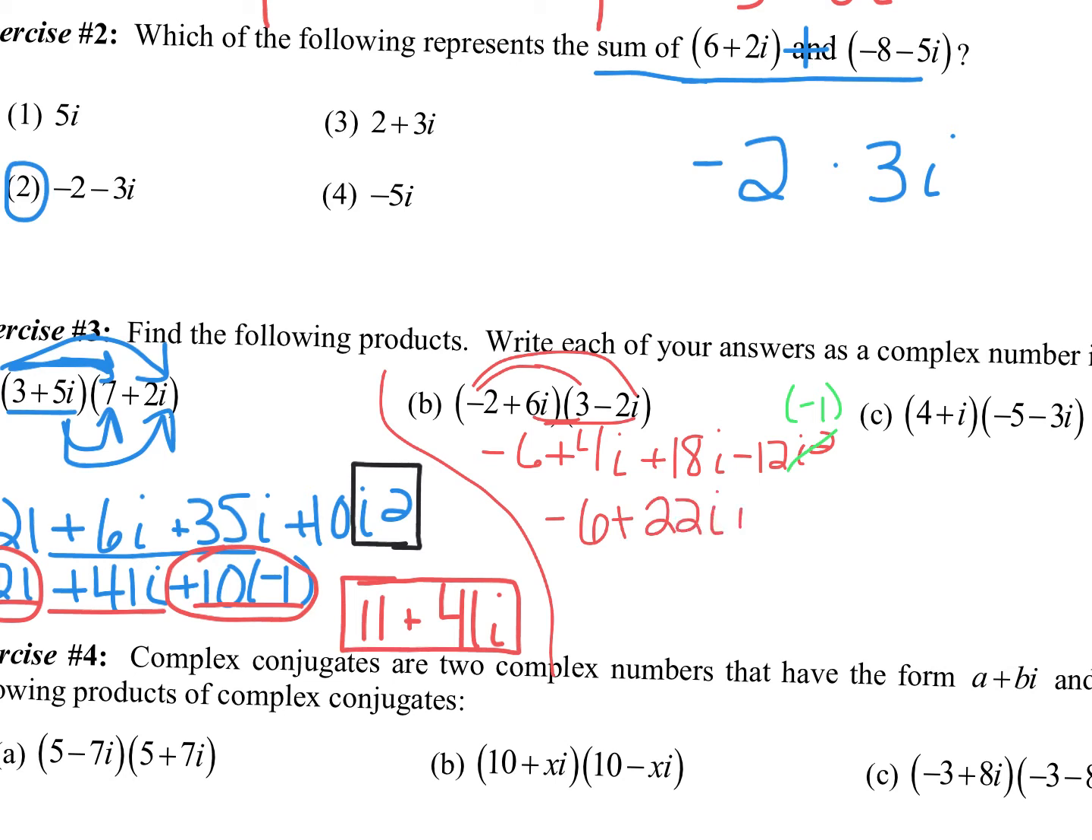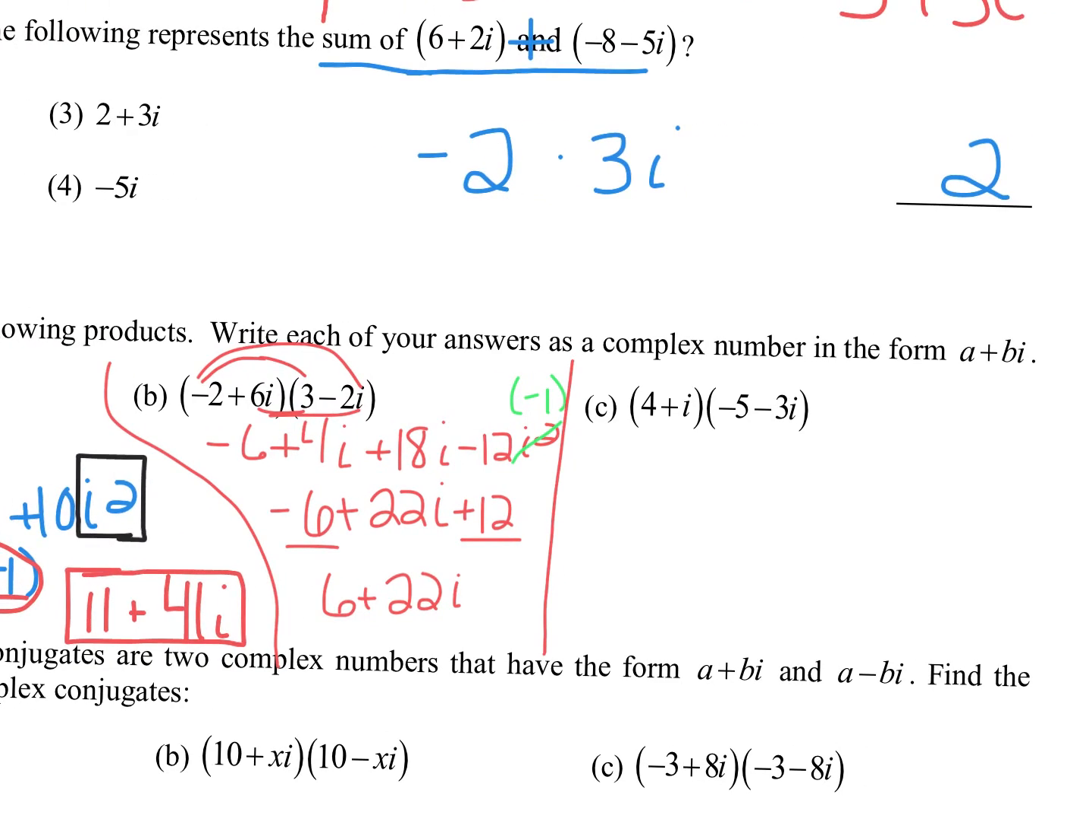Negative 12 times negative 1 is positive 12. So this is 6 plus 22i. The last one, so I get negative 20 minus 12i minus 5i minus 3i squared. There's my negative 1, so I can cross it out.